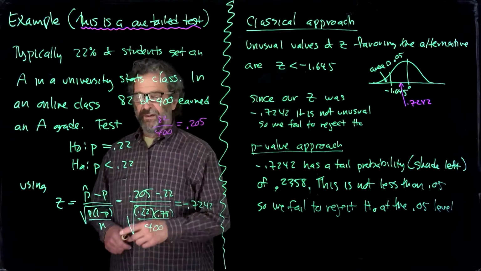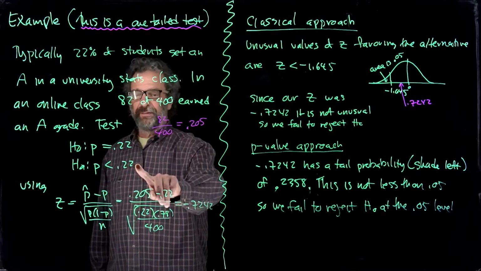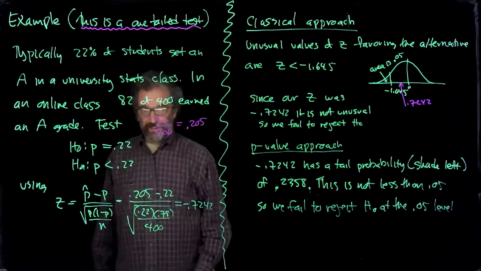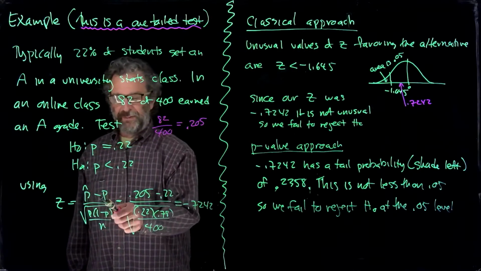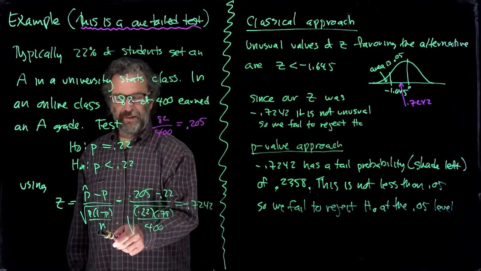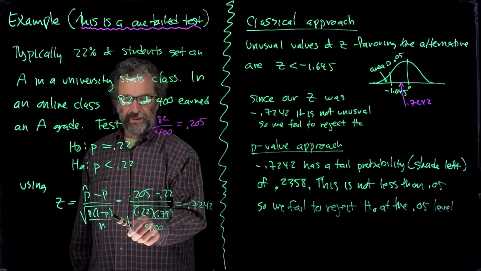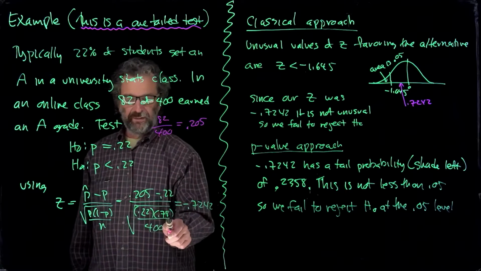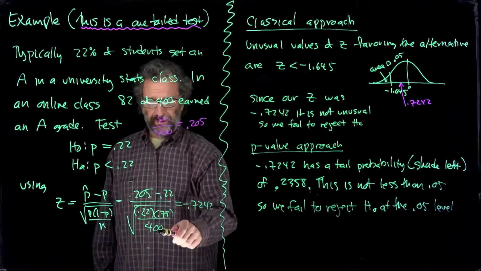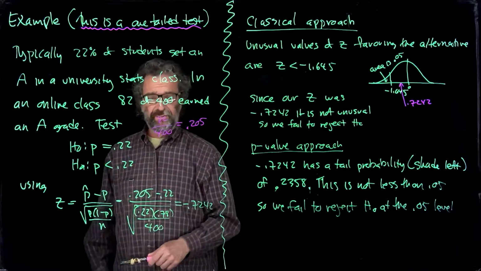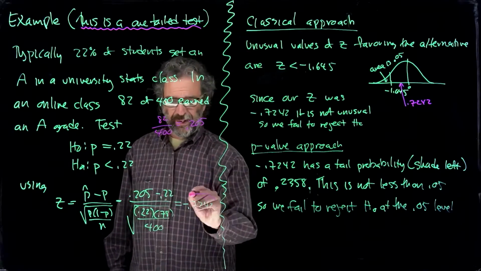So here we go. The null hypothesis is 22%. The alternative is, I think maybe it's less than 22%, but is it? And then we compute z. Here's the z that we use: p hat minus p, over the square root of p times 1 minus p over n. We put 0.205 for p hat, 0.22 for p. It goes here and here. 1 minus 0.22 is 0.78. N was 400. 82 of 400. There it is. I get minus 0.7242.